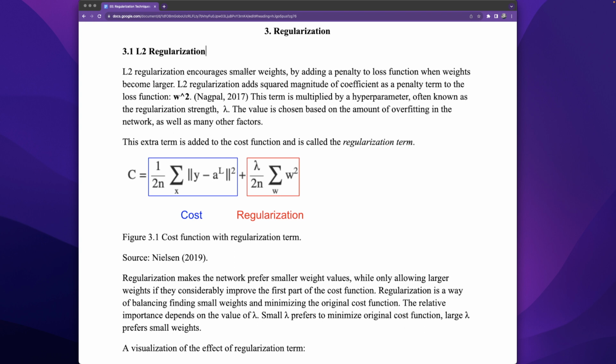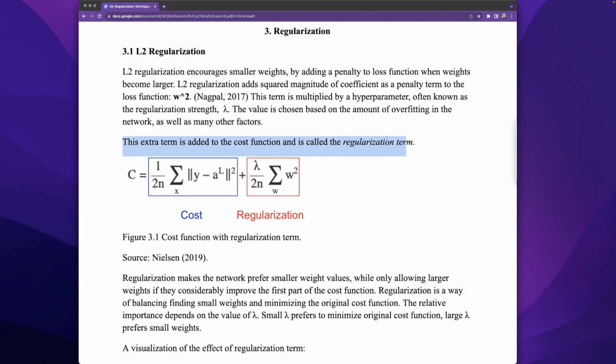So L2 regularization adds the squared magnitude of coefficient as a penalty term to the loss function. So the weight value squared. And this term is multiplied by a hyperparameter known as the regularization strength, and this is often denoted as lambda. So the value is chosen based on the amount of overfitting in the network, as well as many other factors like your other hyperparameters, your learning rate, and so on.